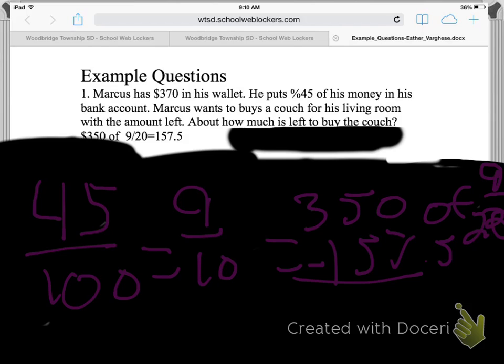Then you take the total number from the problem and subtract it from the answer from the method. That's how you get your answer.